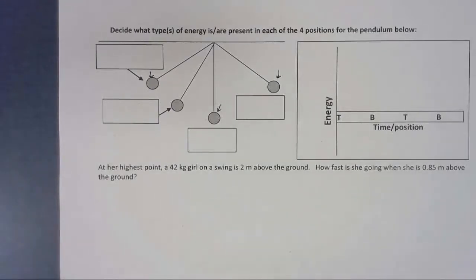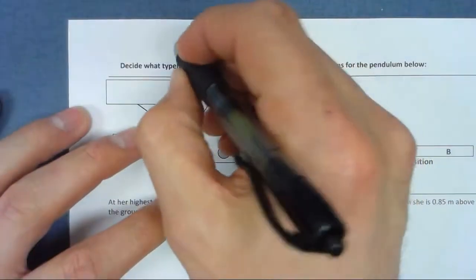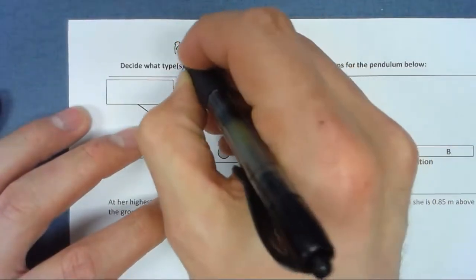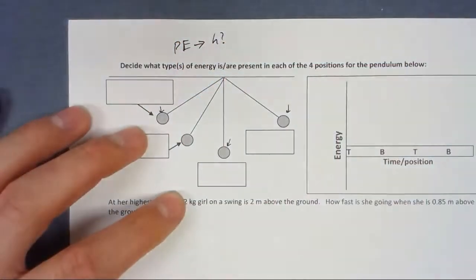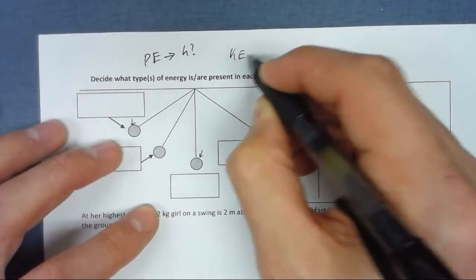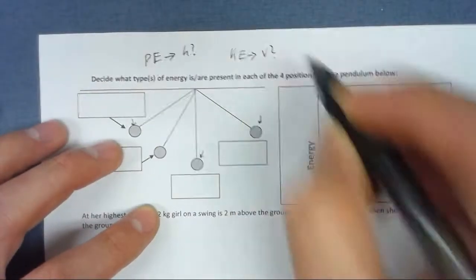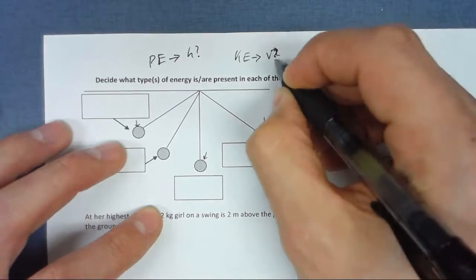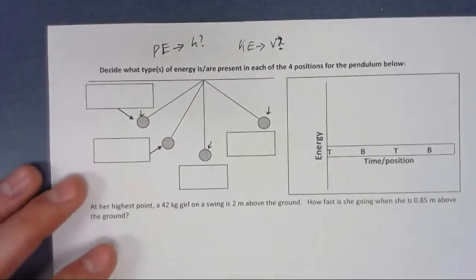All right, if you had a hard time making those decisions, there are really only two questions here. With potential energy, you ask yourself, is there height? With kinetic energy, you ask yourself, is there speed? It's very, very simple. The answers to those questions will lead you to the answer.